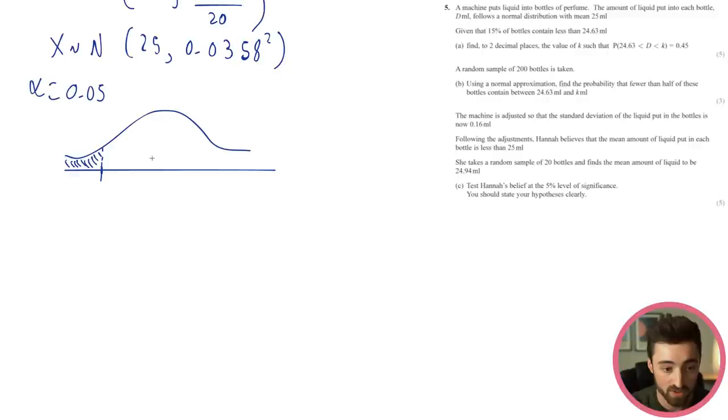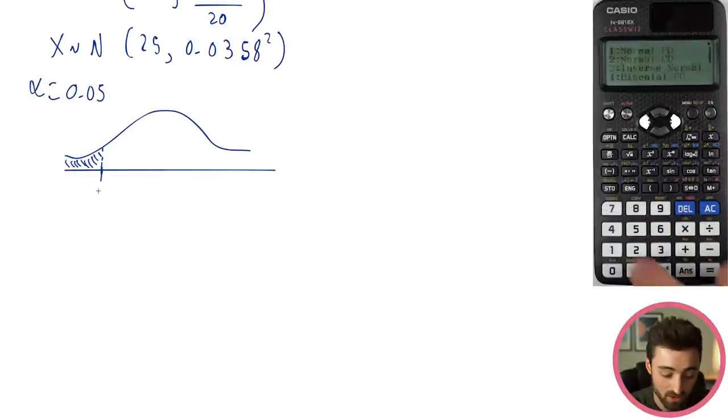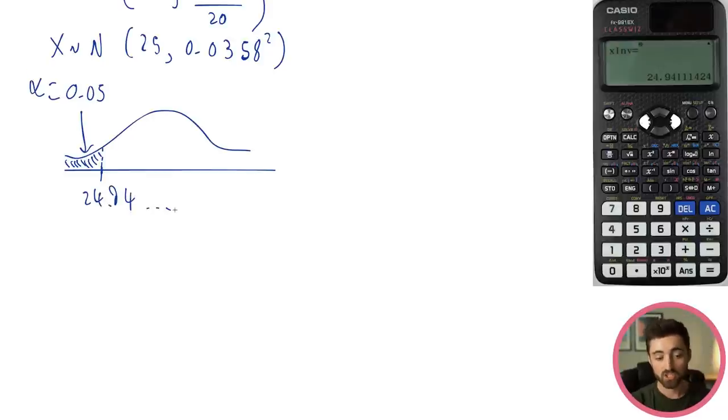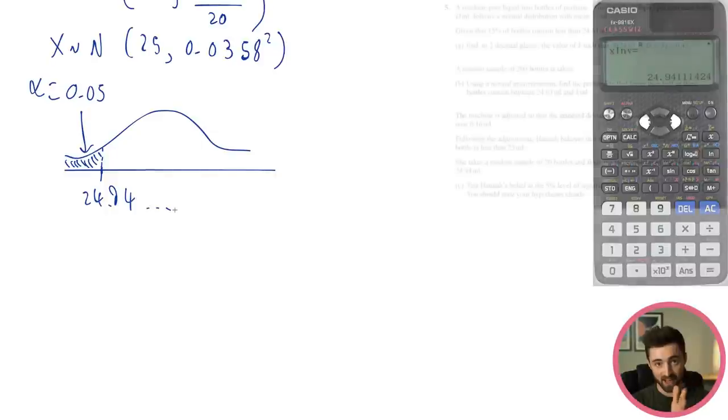So what we need to do is say, okay, where is this value going to be, and then what is the value that I got? So let's go to the calculator again. We're going to go to the inverse normal and put in everything. The area here is going to be this tiny 5%, isn't it? It's going to be 0.05. My sigma is this 0.0358. My mu is going to be 25. And that gets me a critical value, which is going to be 24.94, etc.